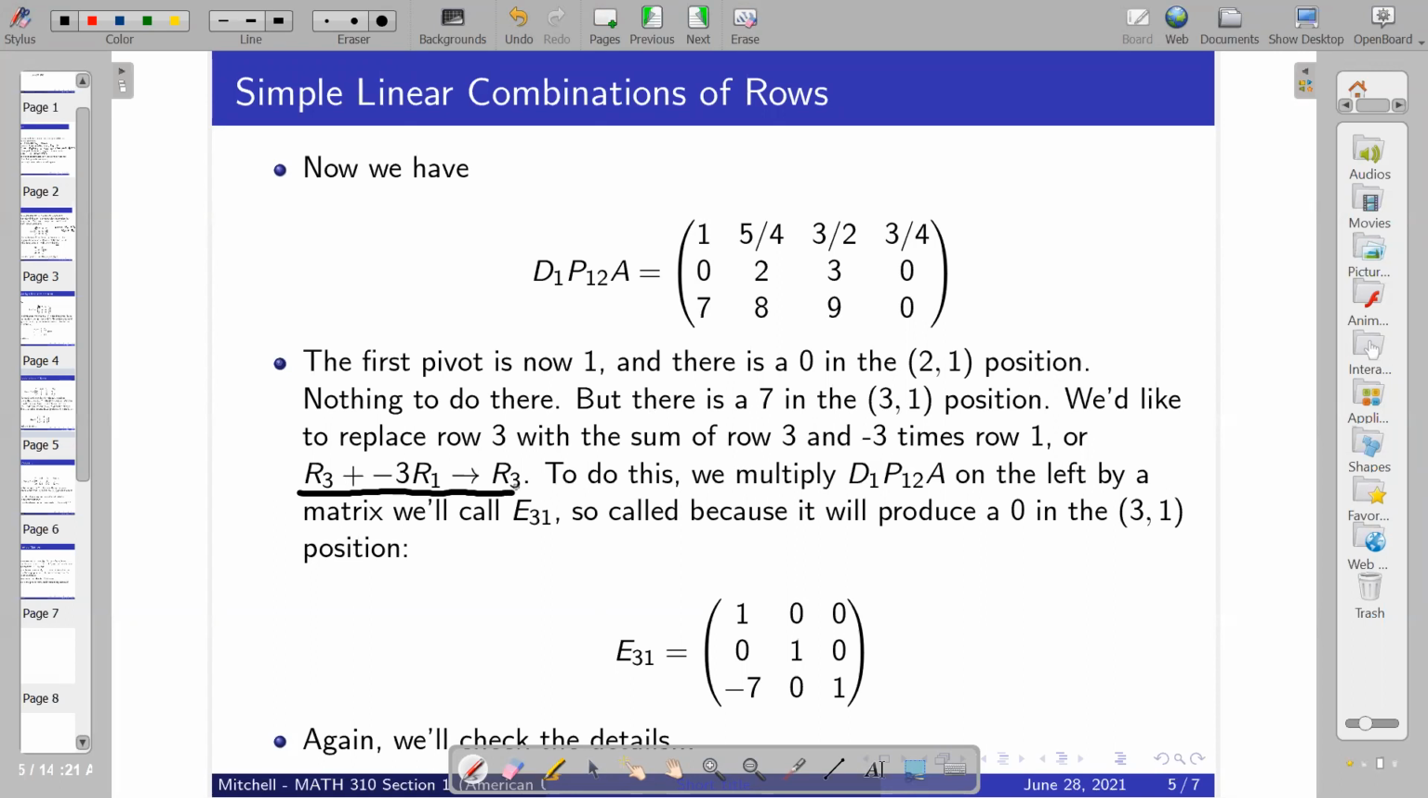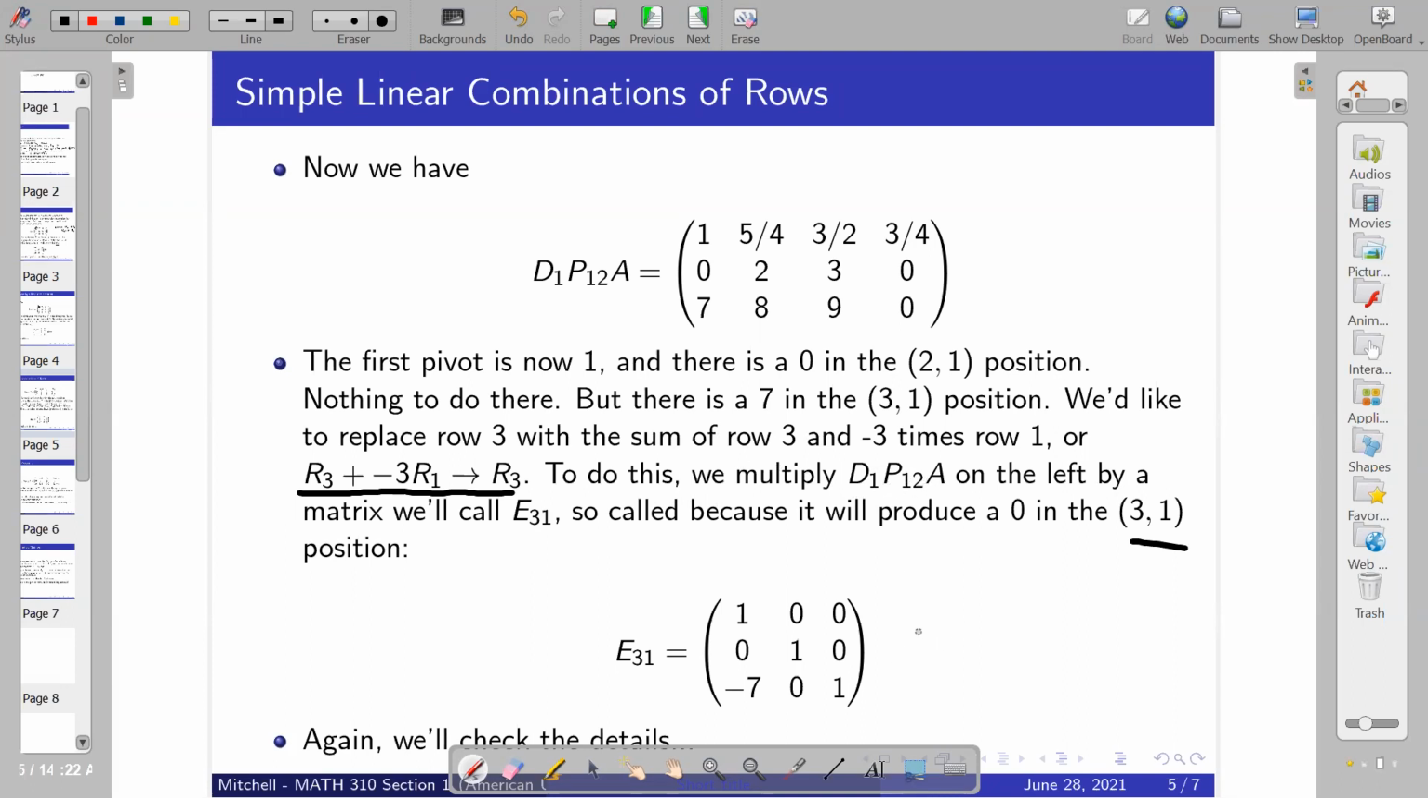In order to represent that elementary row operation with a matrix, we need another elementary matrix. Neither of the elementary matrices so far do what we want. So we multiply D1 P12A on the left by a matrix that we'll call E31. E sub 31, that's not a 31; 31 is a reference to the position I'm interested in. I'm interested in creating a 0 in the 3-1 position of this matrix D1 P12A.